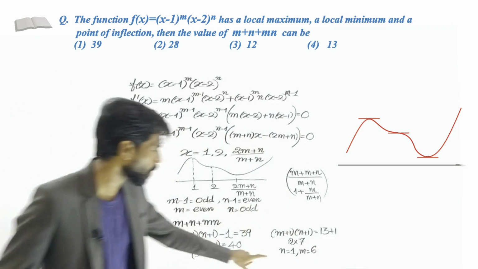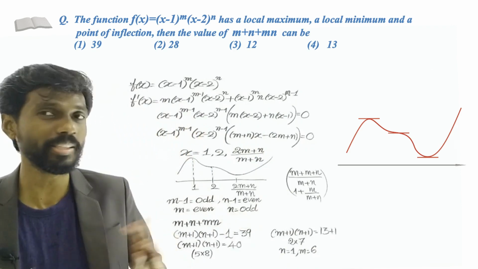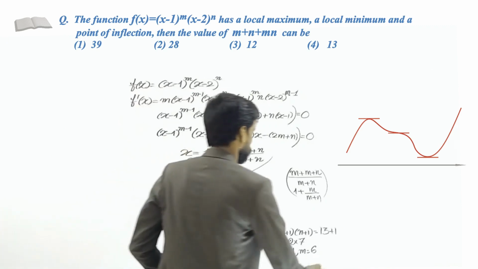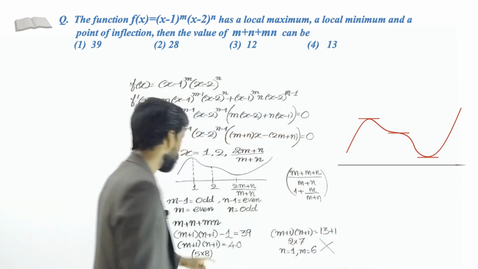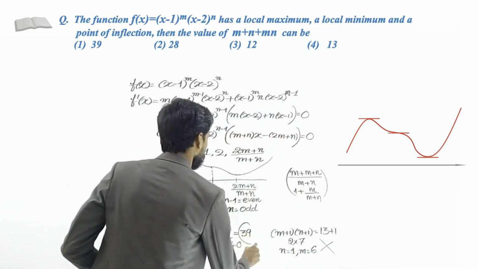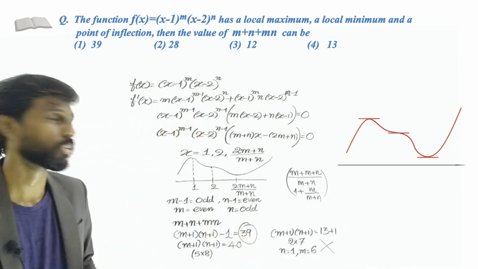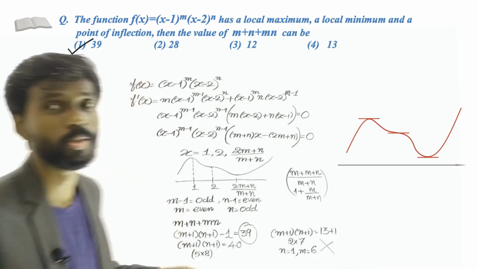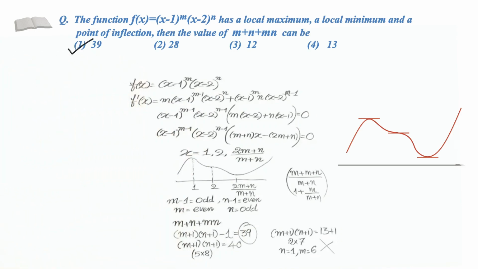But the problem is n should not be equal to 1, that is given in the question. N is not equal to 1, but we are getting the value of n to be 1, so this is rejected, not possible. So the only possibility is that this value must be equal to 39. That is the only possible value of the expression m plus n plus mn. So that is the answer to the question.